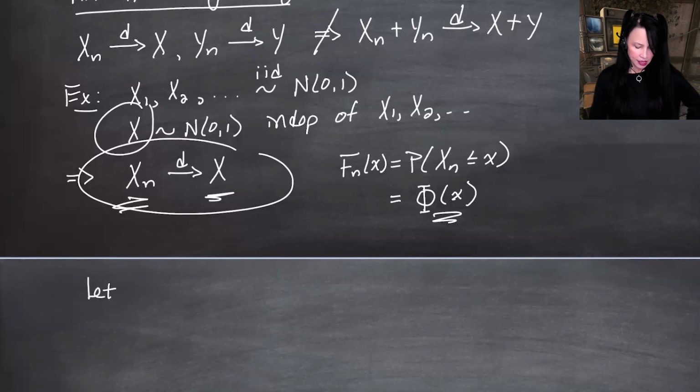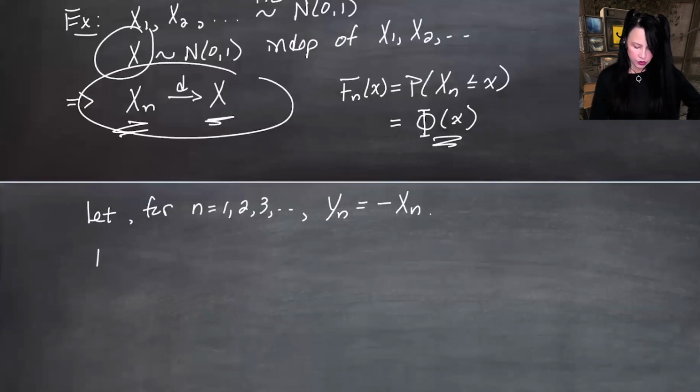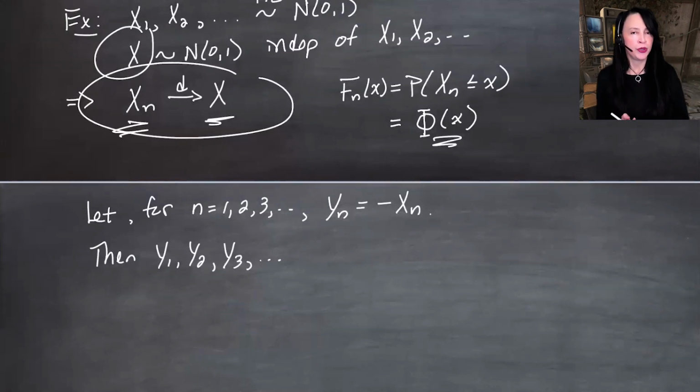So I'm going to let, for n equals 1, 2, 3 on up, yn be the negative of xn. So we know that y1, y2, y3, or we can be easily convinced that because the normal 0, 1 distribution is symmetric about 0, if you take a negative of it, you still have a random variable with the same distribution. For example, for a normal 0, 1 random variable, the probability that that variable comes out between 1 and 1.2 is the same as the probability it's between negative 1.2 and negative 1. So you get, like, this bell curve.